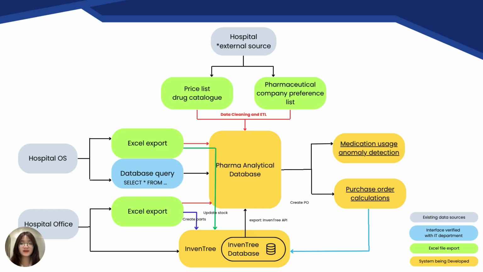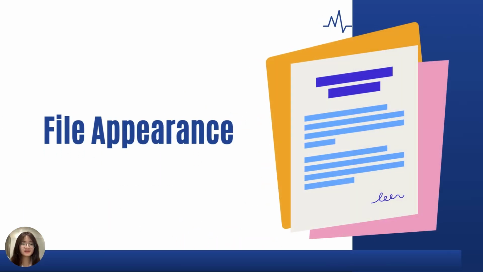And the other developed systems are medication usage anomaly detection, to analyze abnormal drug usage based on data in inventory changes, and purchase order calculation, to calculate and recommend the next drug purchase. And next is the file appearance.